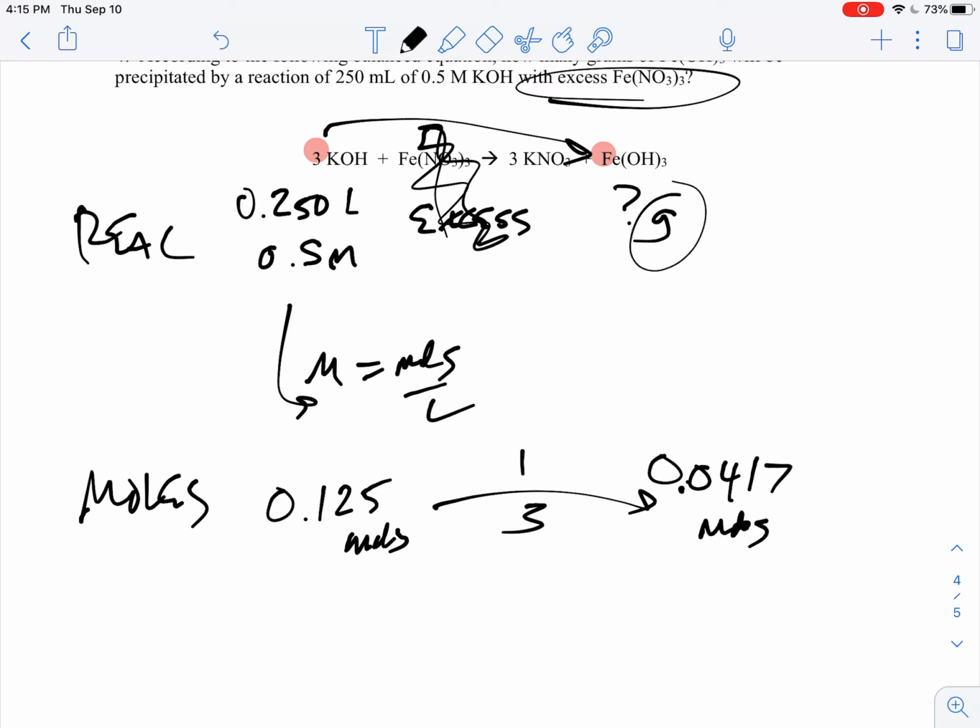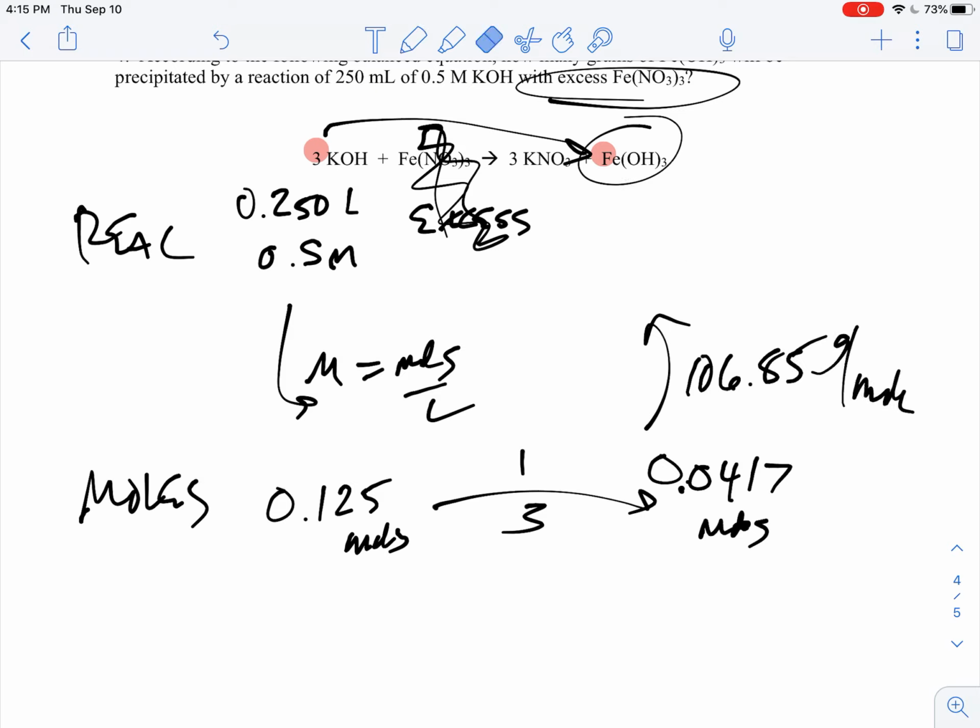And now we want to get out to grams. So we got to look up the molar mass of Fe(OH)3, and it's about 106.85 plus tax. If you have done everything correctly, you get about 4.46 grams of the Fe(OH)3 when you're all said and done.